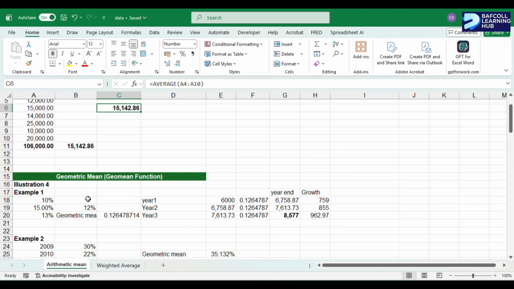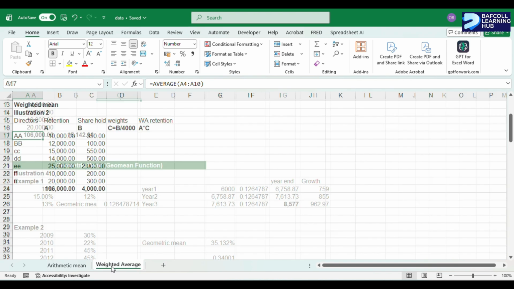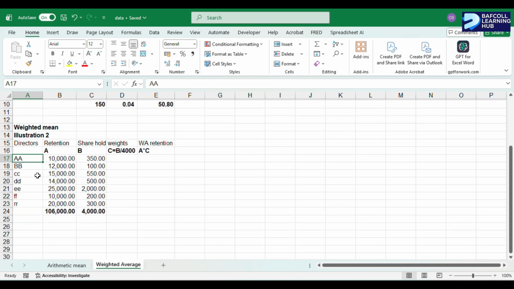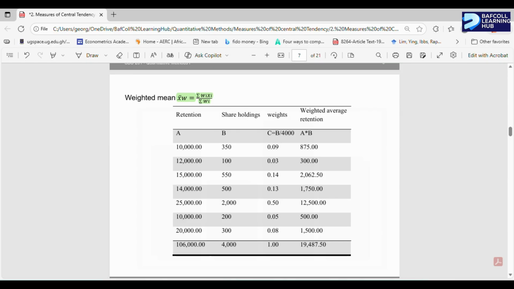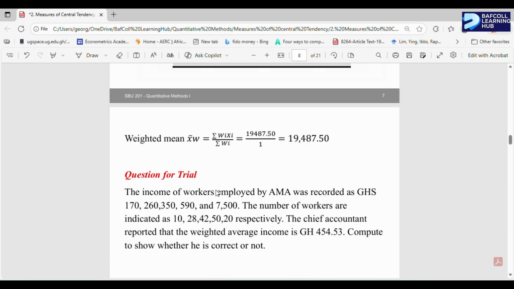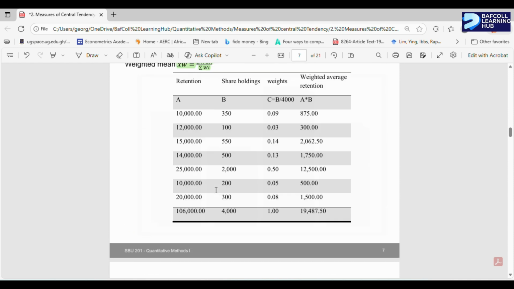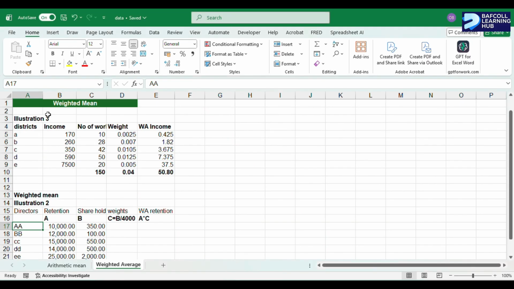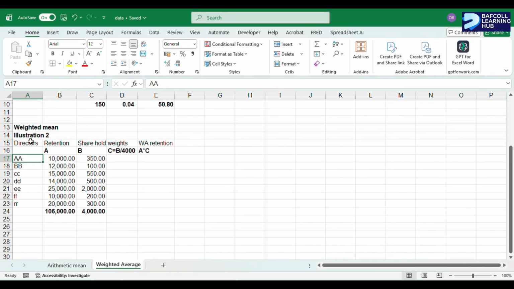So my weighted average is here. Kindly hold on. Let me check. Okay. So I have this over here. So retention, shareholders and weight. So that's my illustration two over here.